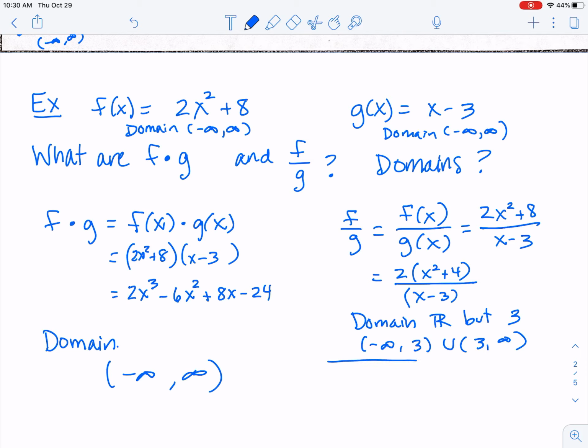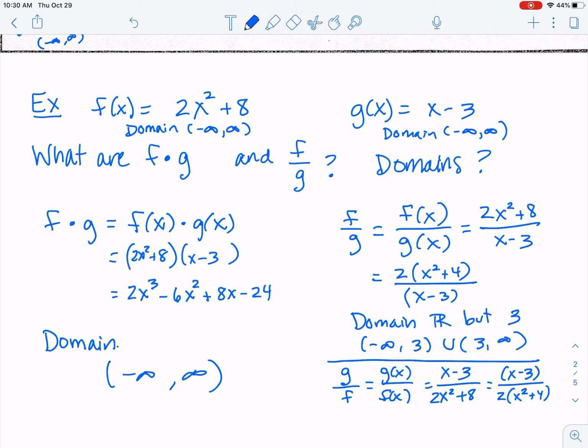What happens, though, if I take g divided by f? Well, that would be g of x over f of x. So g of x is x minus 3. f of x is 2x squared plus 8. And that factors into x minus 3 over 2 times x squared plus 4. Again, it can't factor any further. But here's what I want to know about the domain. It's going to be all real numbers, but what makes the denominator 0?